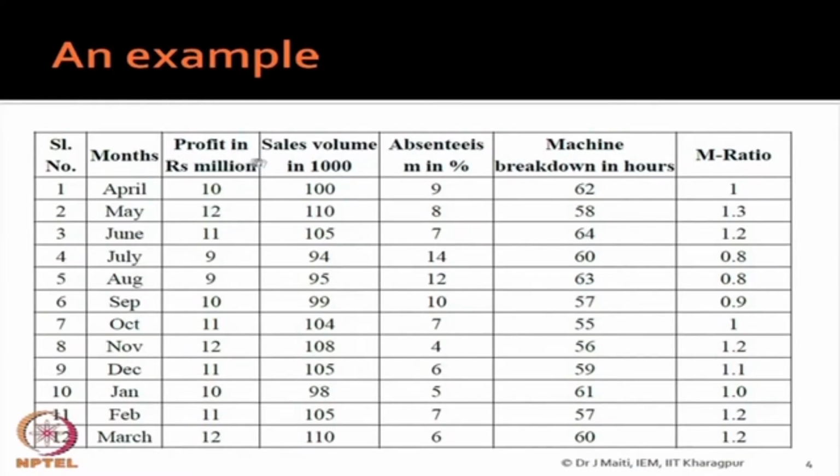Sometimes you may be interested to know how the sales volume will be dependent on absenteeism, machine breakdown and marketing ratio, and then this will be a dependent model, and that is also a multivariate issue. So, this is in a nutshell what I talk about multivariate observations.